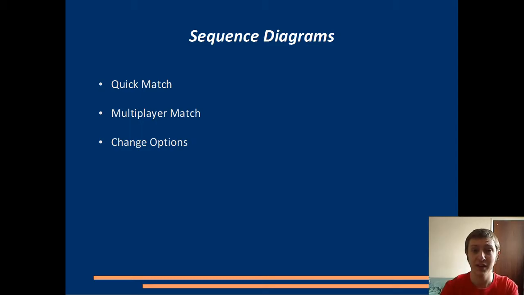So I've done sequence diagrams for the quick match, the multiplayer match, and changing options. There's only 3 there. You don't really need to repeat all of the use cases, you just want to kind of cover the main points there.